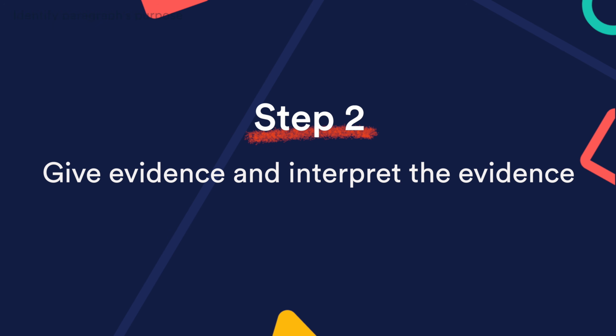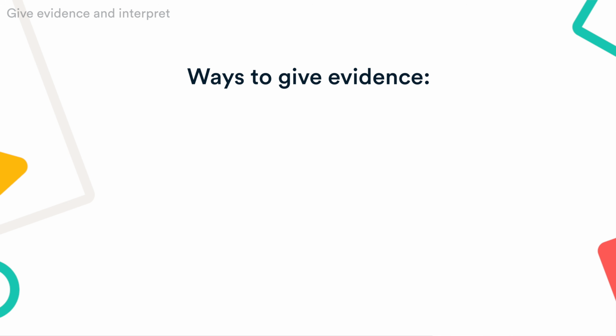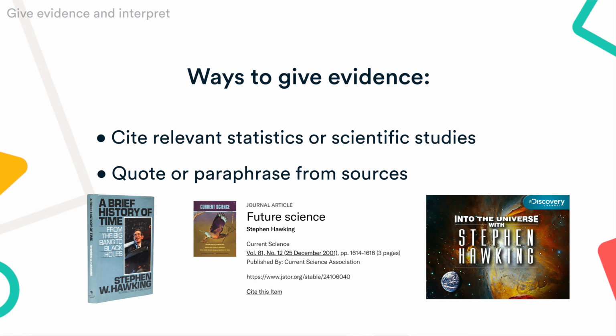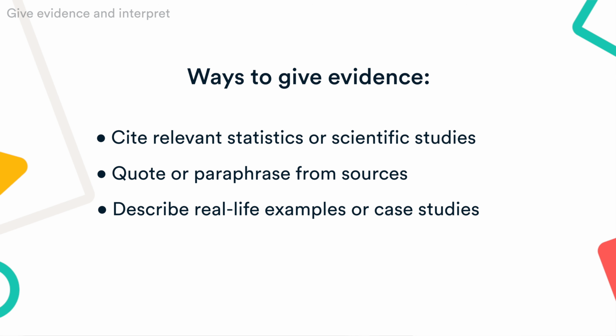You can also use topic sentences to make clear transitions between paragraphs or link your ideas together. You'll learn more about writing great topic sentences in our next video in this playlist. But first, let's build the rest of our paragraph. Next, you'll expand your topic sentence with evidence and explanation. There are many different ways to give evidence in an essay. Cite relevant statistics or scientific studies. Quote or paraphrase from sources, like books, articles, or documentaries. Describe real-life examples or case studies. Provide your own data, so from interviews or observations.